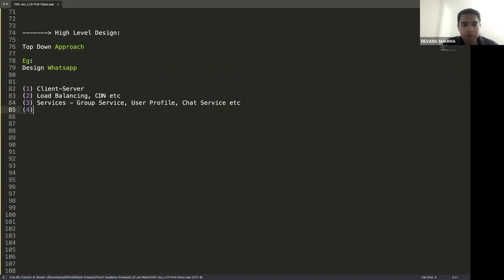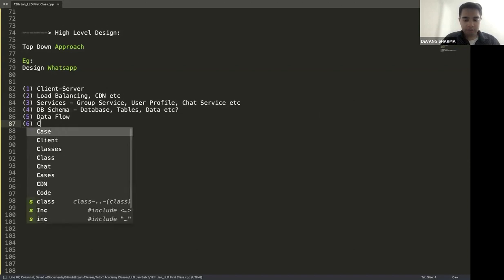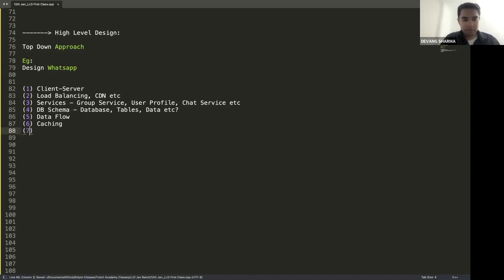Then you will talk about the DB schema. The DB schema covers which kind of database, what kind of tables, what kind of data to store, where to store it, how the data flows, etc. Number 5, data flow. Number 6, caching. Number 7, analytics. Number 8, security and other aspects. All of these things you will talk about in a high level design.